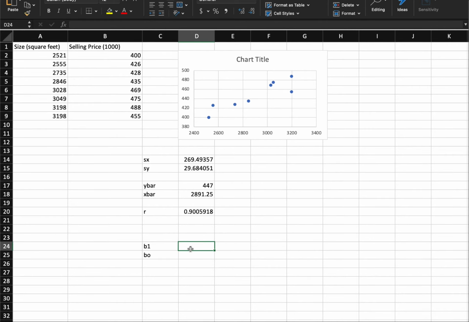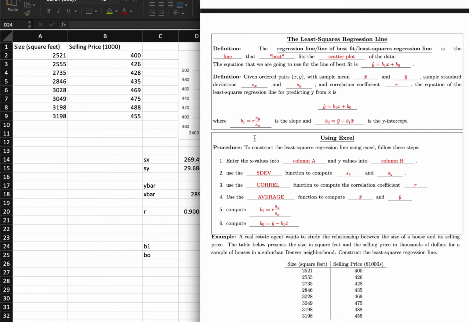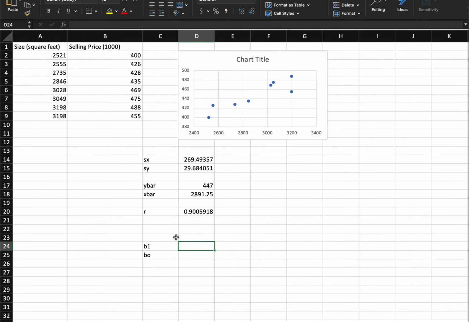If you look back at our notes, let me just go back here. Our slope, B1, is just R times SY over SX, and our y-intercept is Y bar minus B1 times X bar. Since we have all these values, we can just compute it. So back in Excel, this is going to be equal to R. So this is the value of R. Let me just put parentheses.